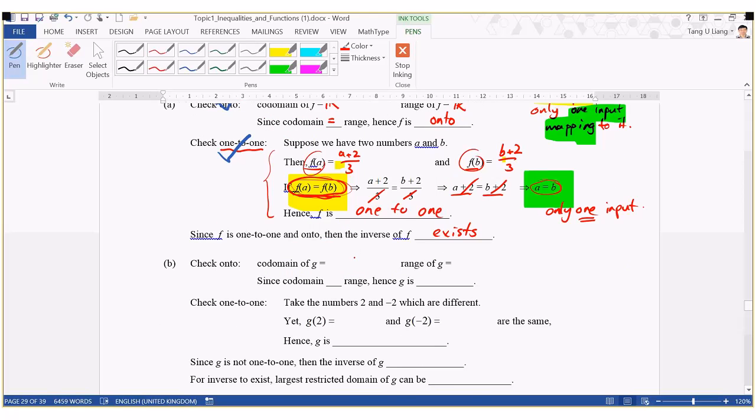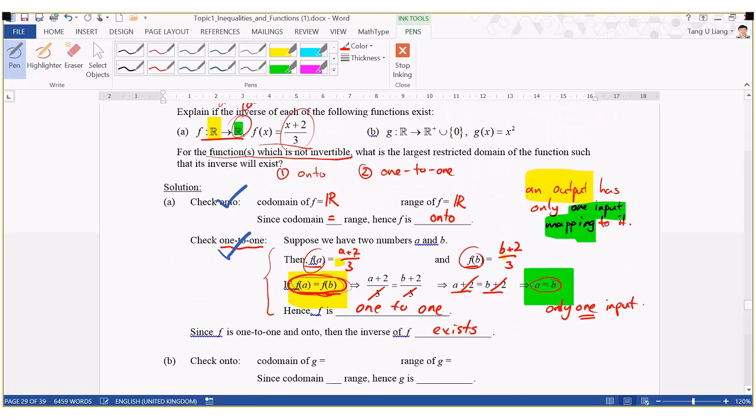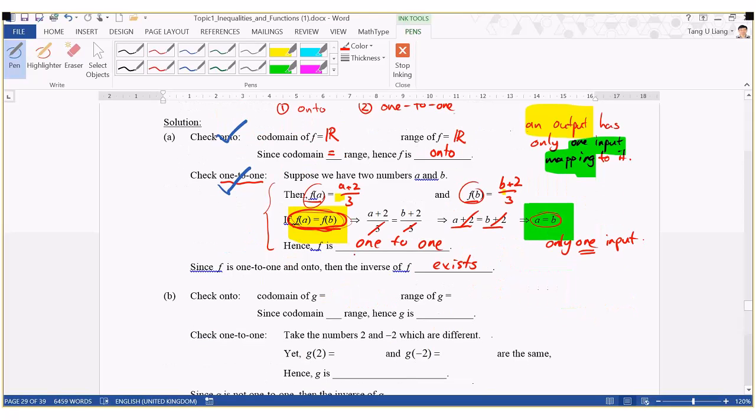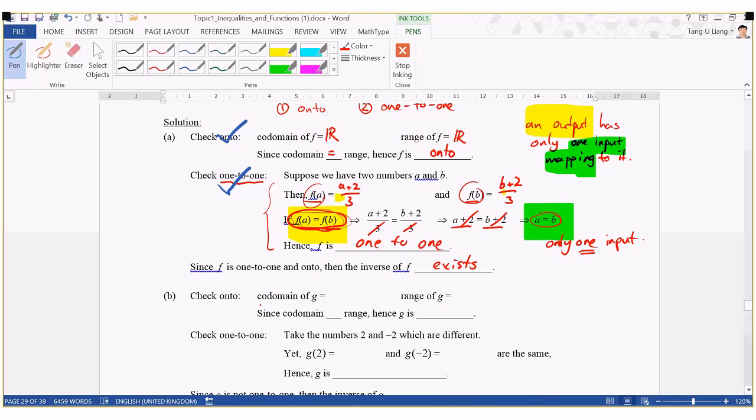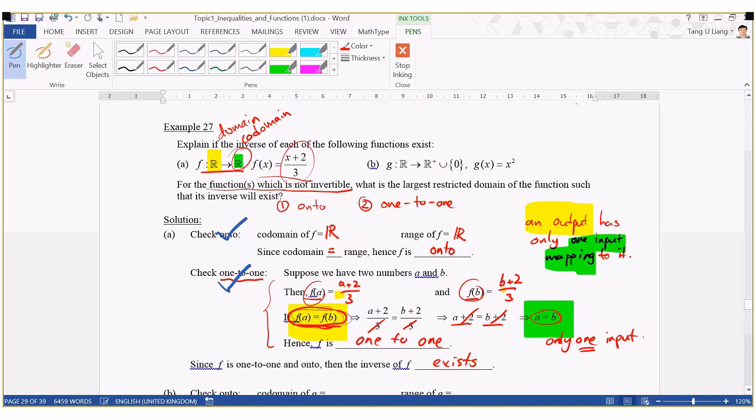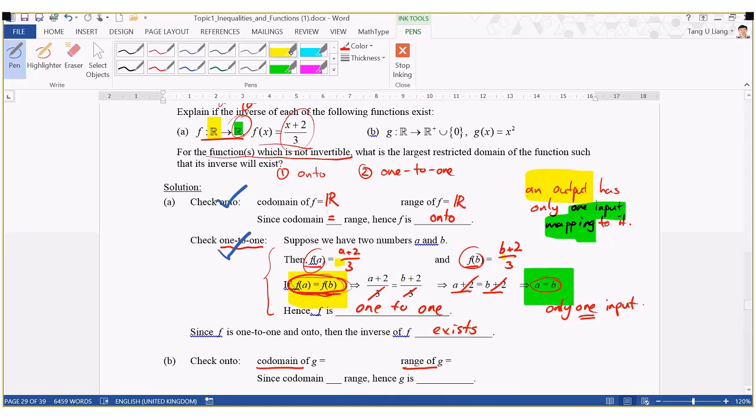Alright guys, let's look at the codomain of G. The codomain of G is this one. Can anyone describe this set to me in interval notation? What set is this? Just type your answer inside the messaging box. What is the codomain of G? The one I just highlighted in green. All positive real numbers including 0.